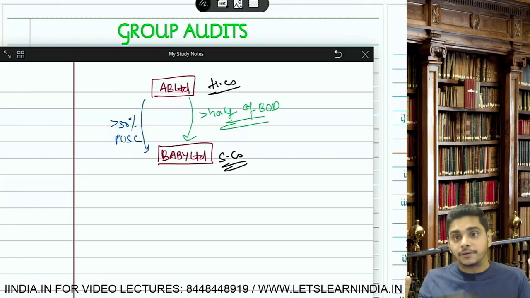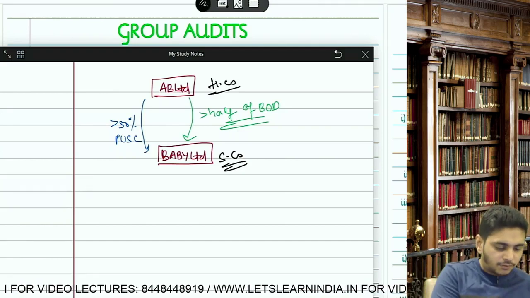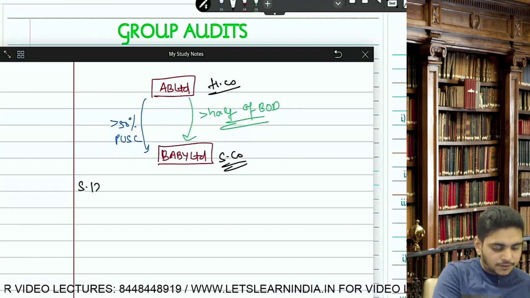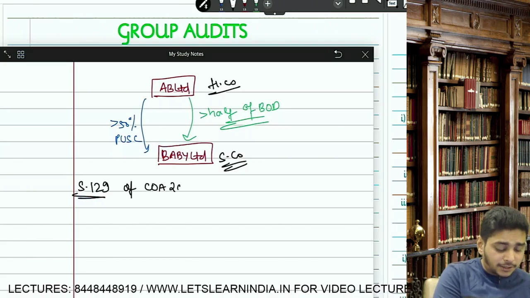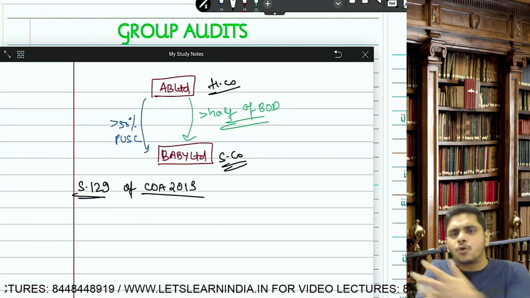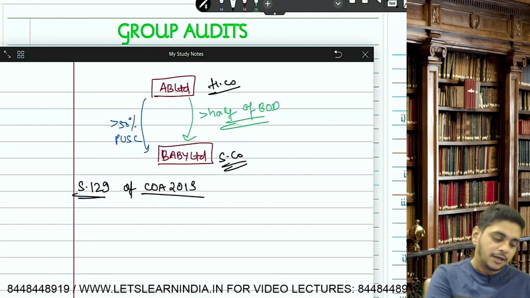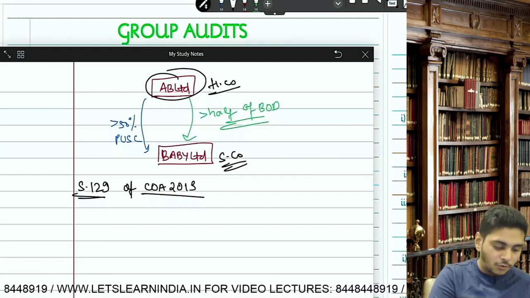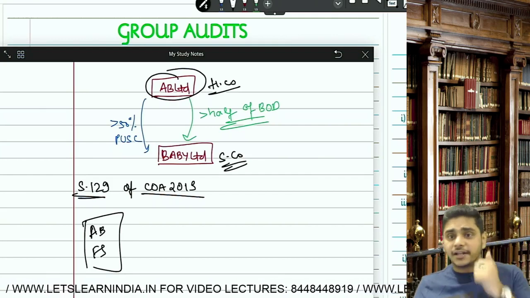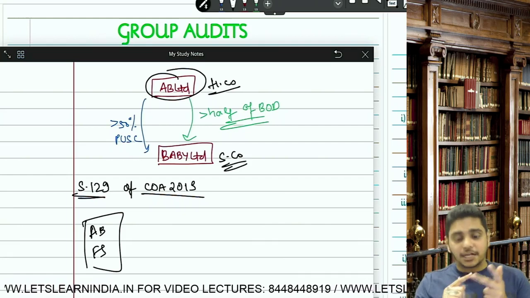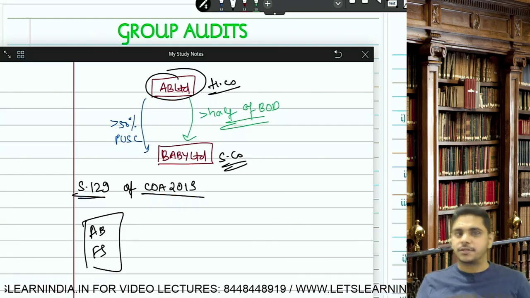Now, what happens? Section number 129 of the Companies Act 2013. We call it Companies Act 2013. What does it say? AB Limited, you will prepare your own FS. FS means financial statement: balance sheet, P&L, cash flow, notes and statement of changes in equity.